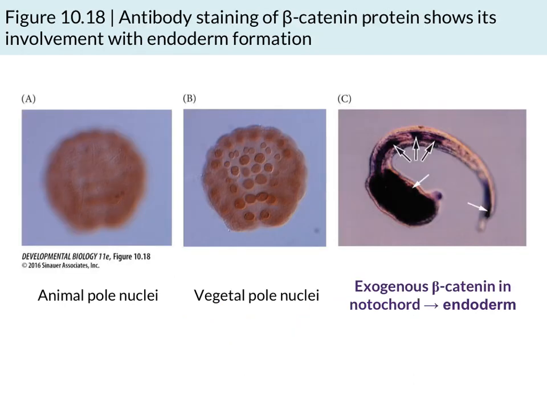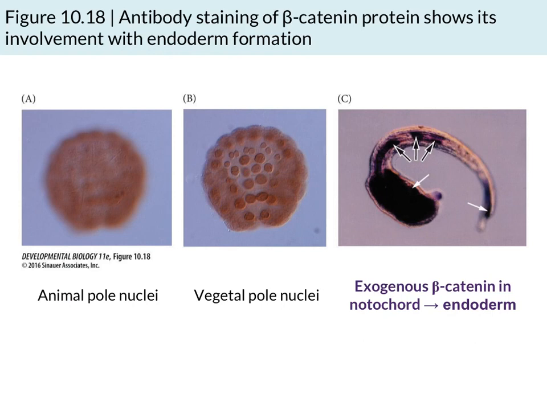The endoderm, like the muscle cells, is also autonomously specified, and it's derived from the vegetal blastomeres. Now, the specification of the endoderm requires the presence of the transcription factor beta-catenin, just like in the sea urchin. Now, this figure shows the lack of beta-catenin in the nuclei of the animal pole cells and the presence of beta-catenin in the nuclei of the vegetal pole cells.